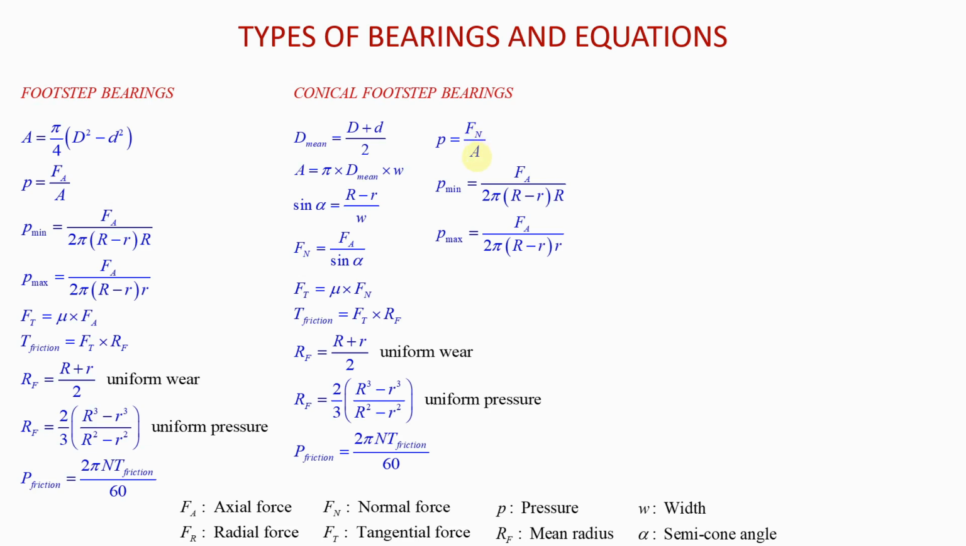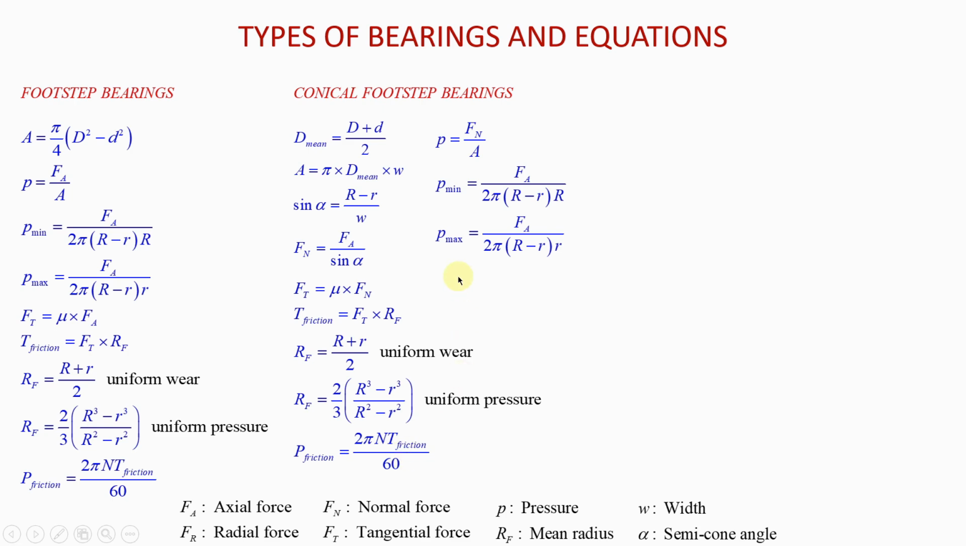So to find the pressure, you first need to find Fn using that equation, and then you divide Fn by the area. Also, the area here is equal to pi multiplied by the mean diameter and multiplied by the width. And this mean diameter is given by that. Generally, in your question, they will give you what the width is. And of course, you can get the torque due to friction. That is just Ft multiplied by Rf, same as here. And also the power lost to friction is given by that equation there.